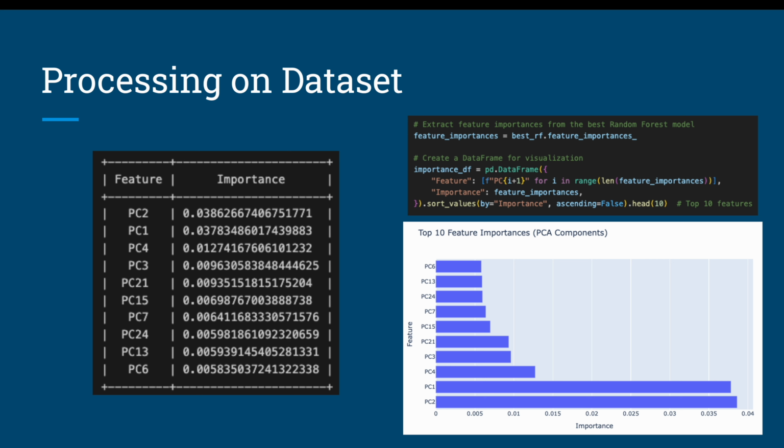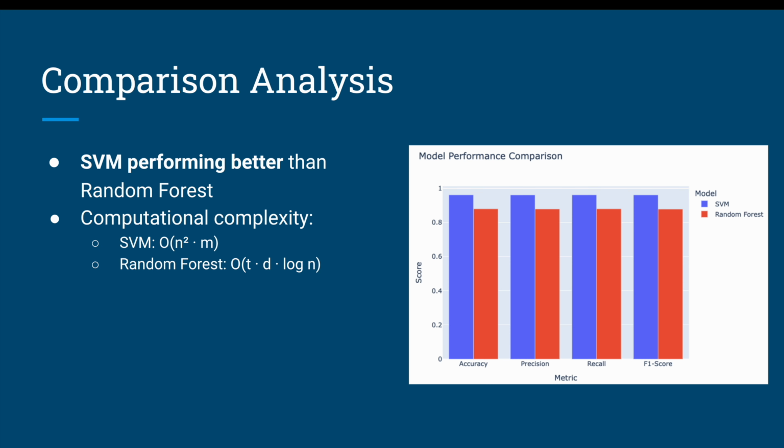Here we can see the top 10 features obtained through random forest, with PC2 and PC1 having by far the greatest effect in classification. And for our comparison, we can see that SVM outperforms random forest across all metrics, and for computational complexity, SVM is faster for a medium-sized dataset like ours, so therefore we recommend SVM.